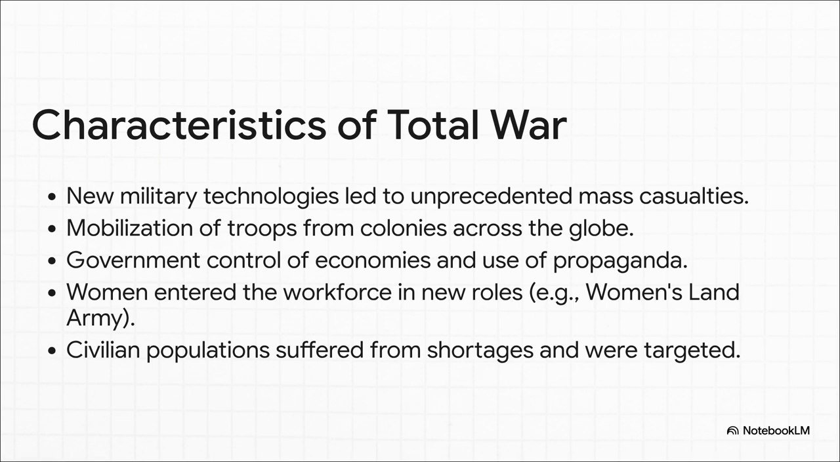The impact of total war was felt everywhere. Governments took over economies. They used propaganda to shape public opinion. Millions of soldiers were brought in from colonies in Africa and Asia to fight for their imperial rulers. And with so many men away at the front, women flooded into the workforce, taking on jobs in factories and farms, completely changing their role in society forever.